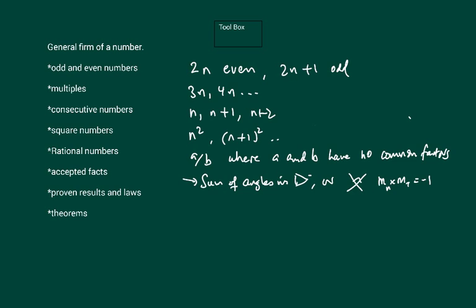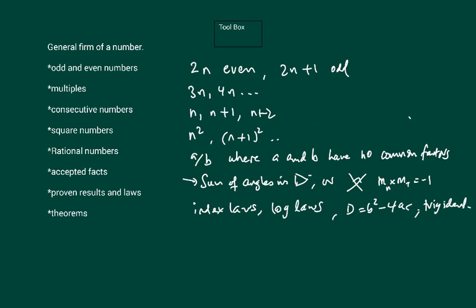Proven results and laws, well, that's things that we can take as standard: the index laws, the log laws, and also the discriminant. So things like D equals b squared minus 4ac determines the nature of the roots, and obviously trig identities as well. Okay, so these are things we don't need to prove, we can just take them as proven.